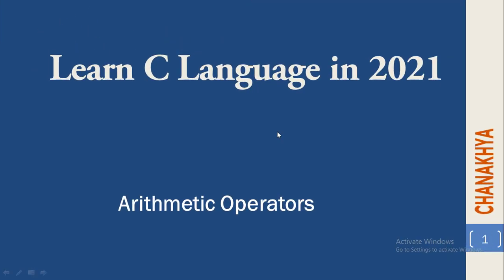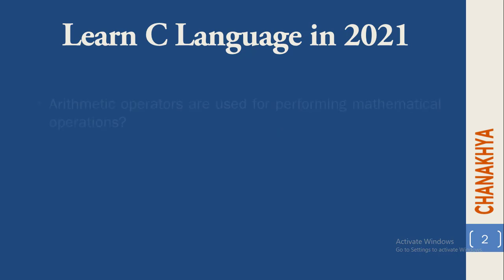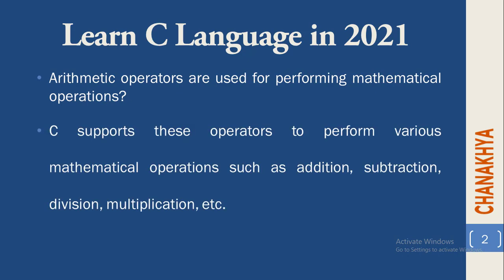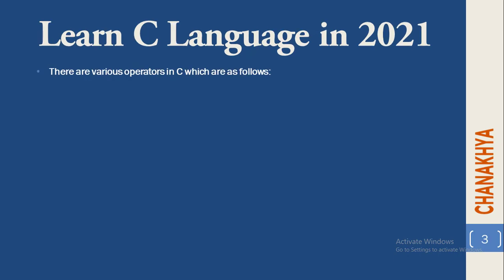Hey, welcome back once again. In this video I'm just going to explain the arithmetic operators used in C. So what are the arithmetic operators? Arithmetic operators are used for performing mathematical operations on the operands. C supports these operators to perform various mathematical operations such as addition, subtraction, division, multiplication, etc. So the various operators in C are as follows.